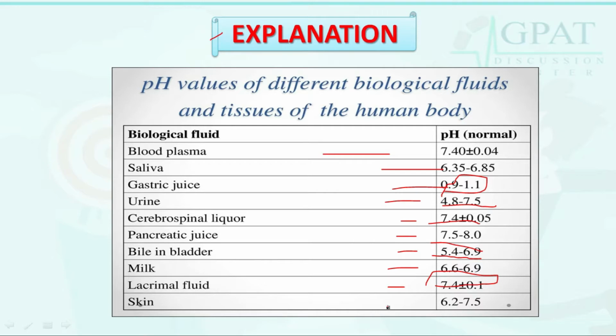And what about the skin? Skin has a pH of 6.2 to 7.5. So the correct answer for the lacrimal fluid pH is 7.4.